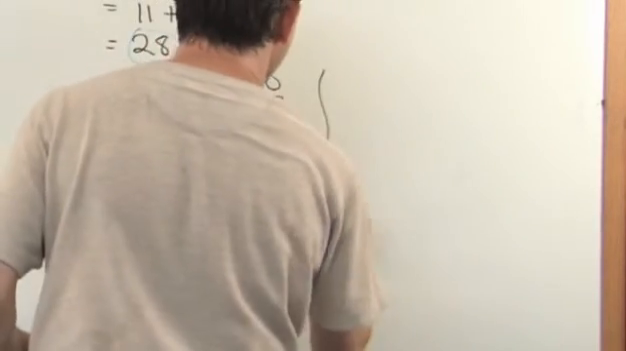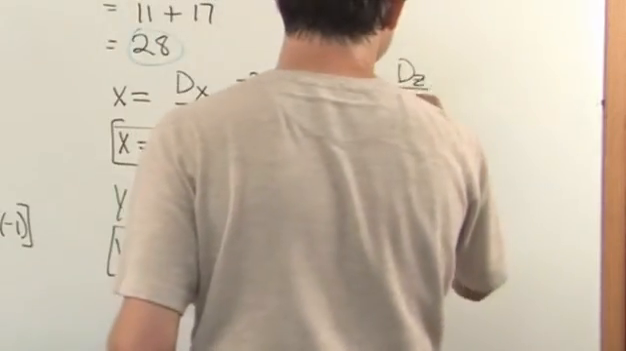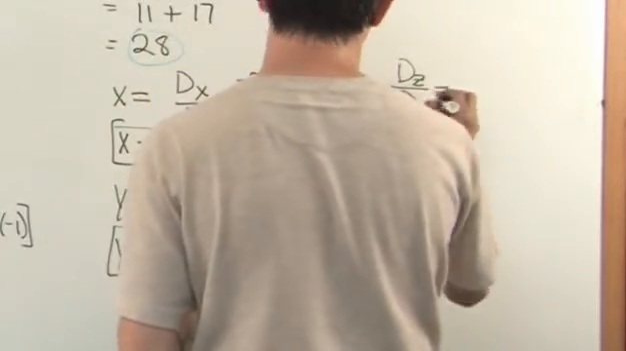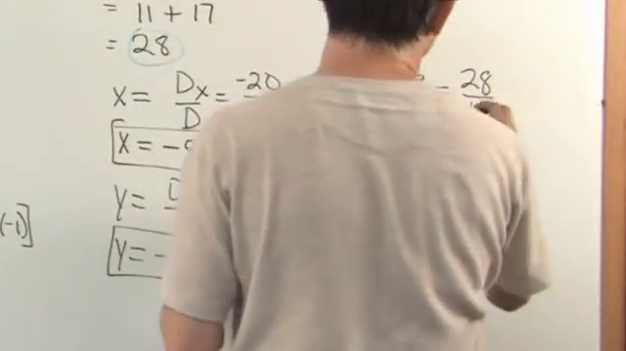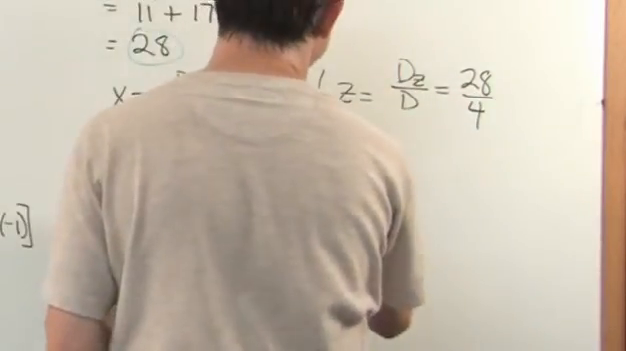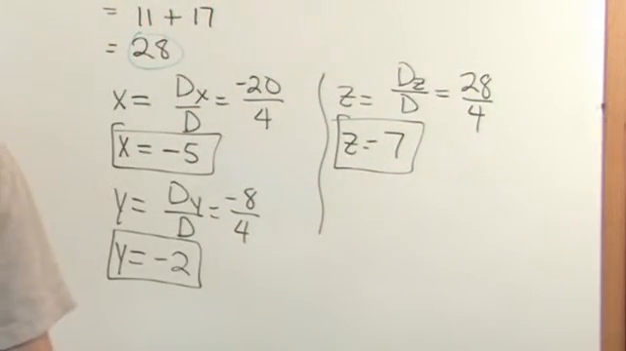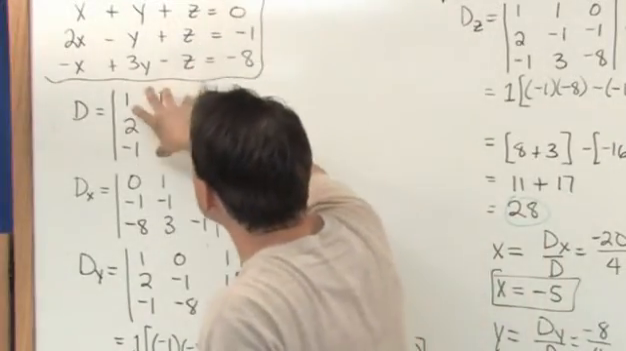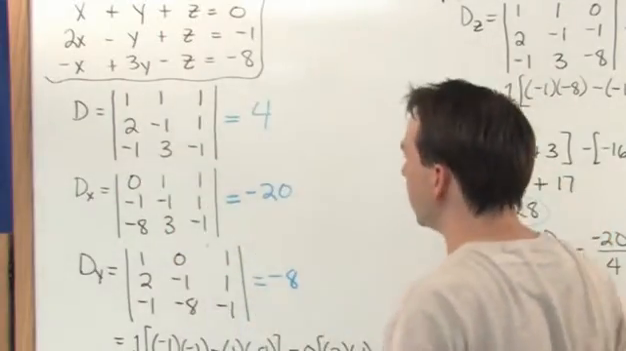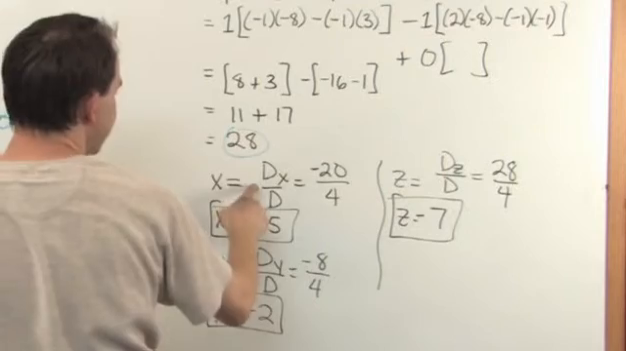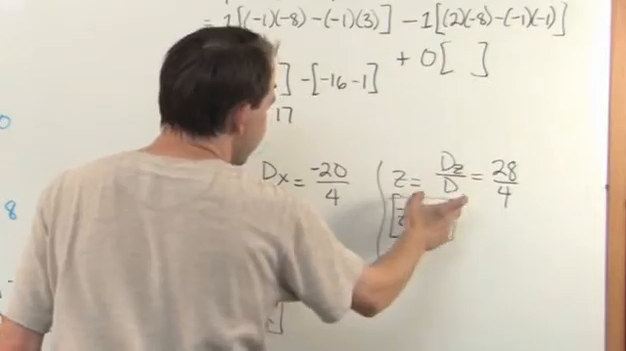And then finally, z was equal to d sub z divided by d. Okay? And d sub z we just calculated as 28. D, of course, from before is just equal to 4. And since 7 times 4 is 28, z is equal to 7. So this is basically Cramer's rule for a 3 by 3. You start with your system, you define your big D matrix with your coefficients, define dx and dy and dz, find those determinants, and when you find them all, it's a simple matter of dividing dx by d for x, dy by d for y, and dz by d for z.